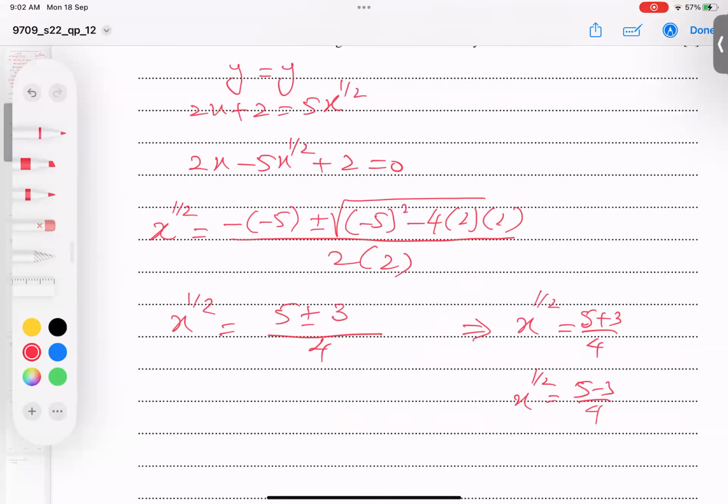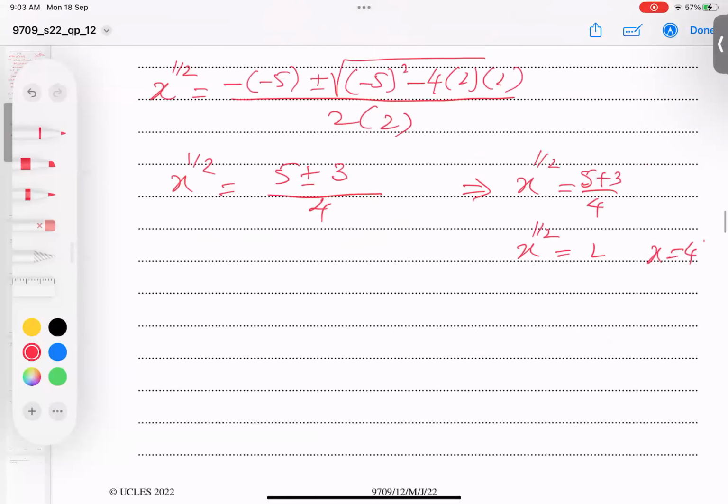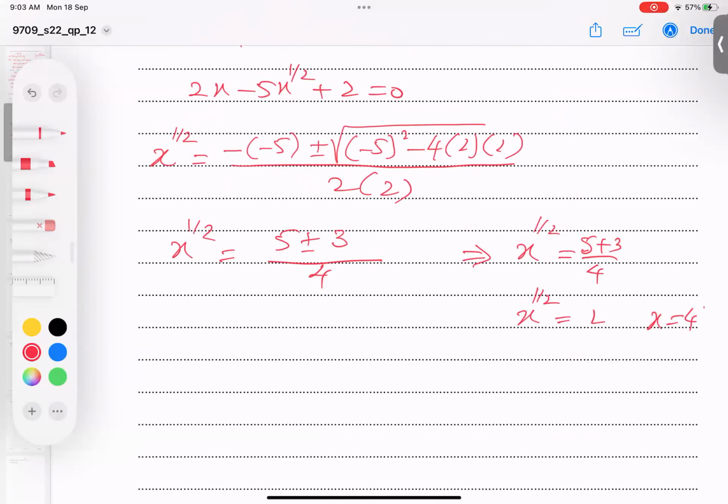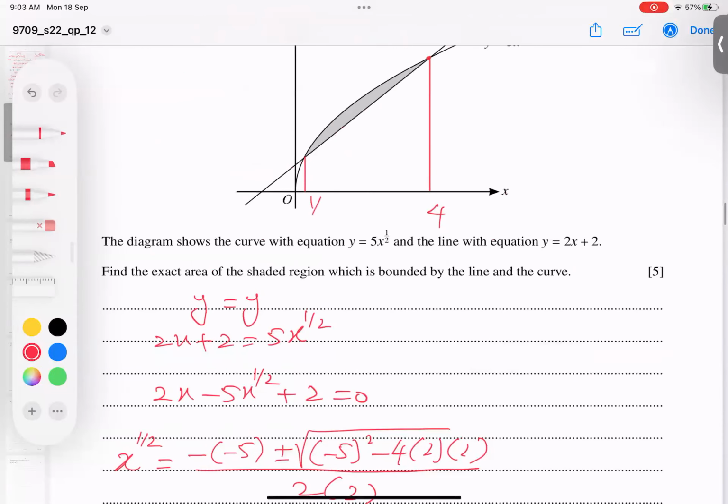So here I first solve this one. I get 8 by 4, which is 2. So x to power half is equal to 2, and squaring both sides, I get 4. So it means this upper limit is 4 here. And in the same way I can find the other one, students. How to find the other one? x to power half is equal to 5 minus 3 by 4, so squaring both sides, I get 1 over 4. So the lower limit is 1 over 4.